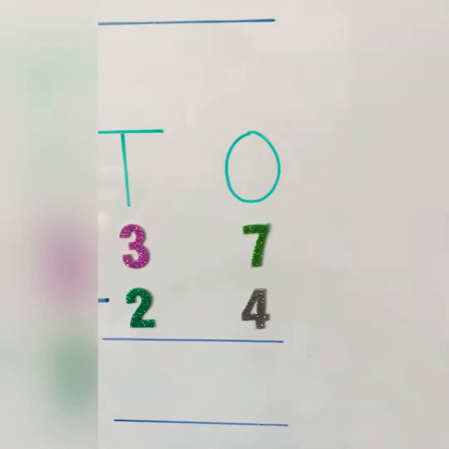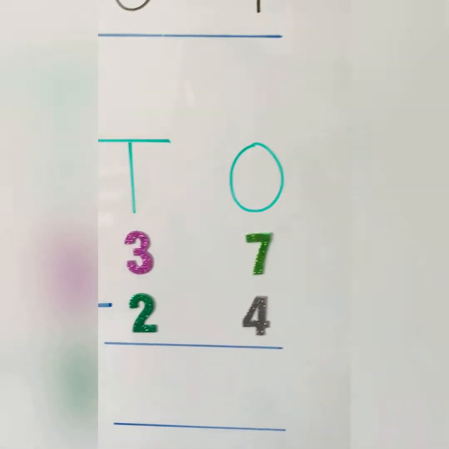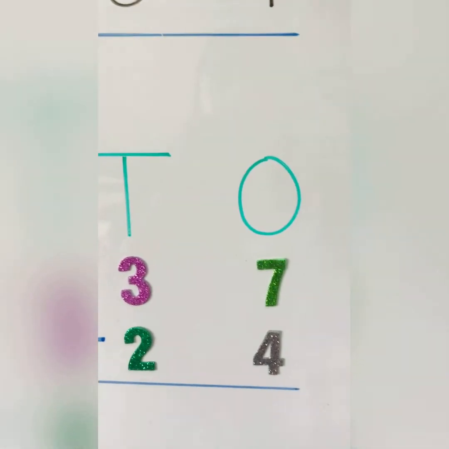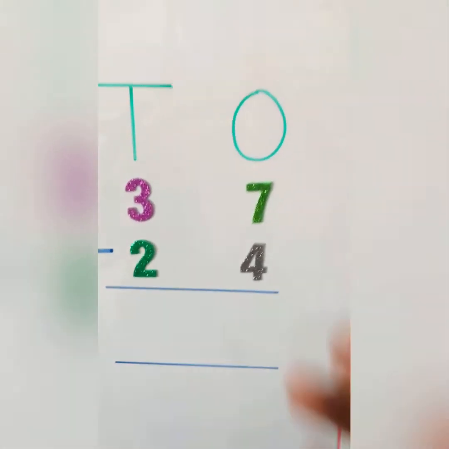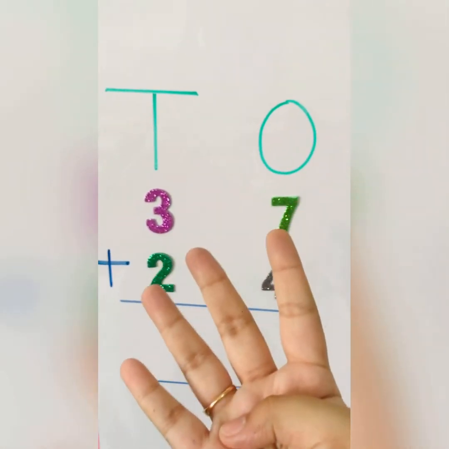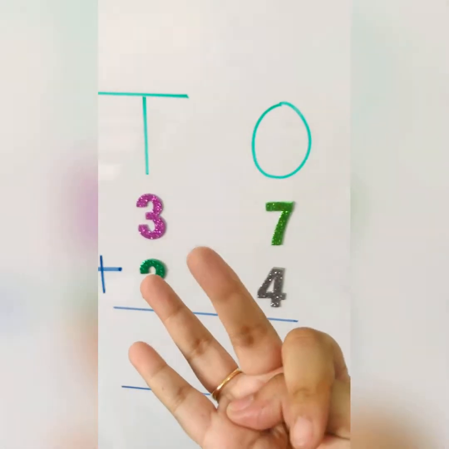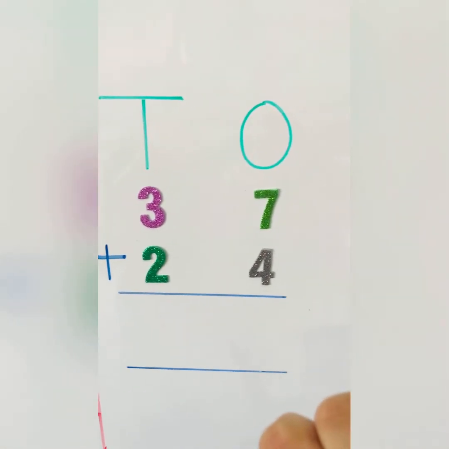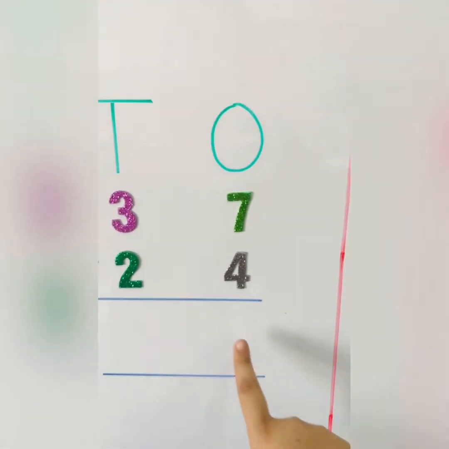Okay, so now in question number 2, I have 7 and 4. Okay, so I'm starting from my ones column again. So 7 plus 4. Now I'm thinking 7 in my mind and I'm opening 4 fingers now. Let's count ahead. 8, 9, 10, 11. So the answer is coming 11.